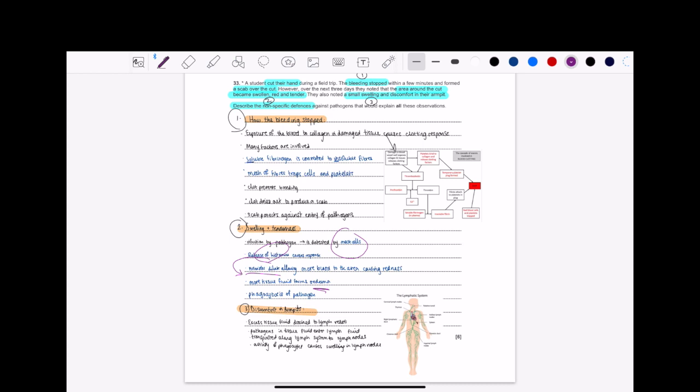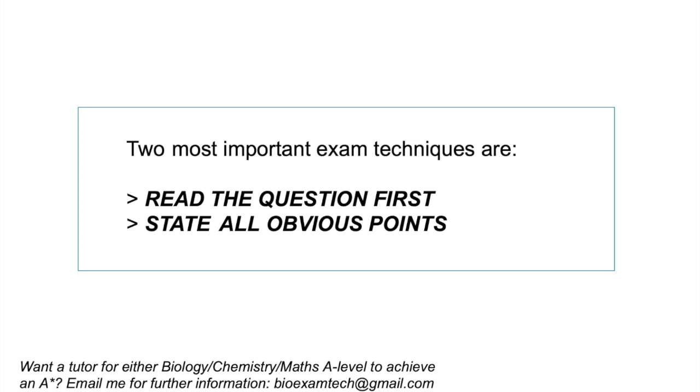So yeah. Remember, the two most important exam technique tips are: read the question first and state all the obvious points. And that basically means describe the whole processes, really. So yeah, try some questions out and let me know how it goes.